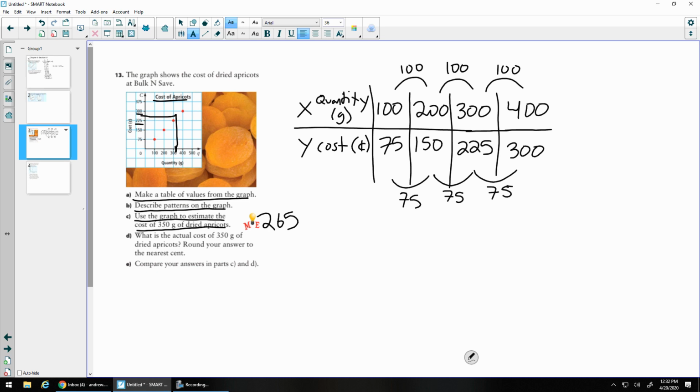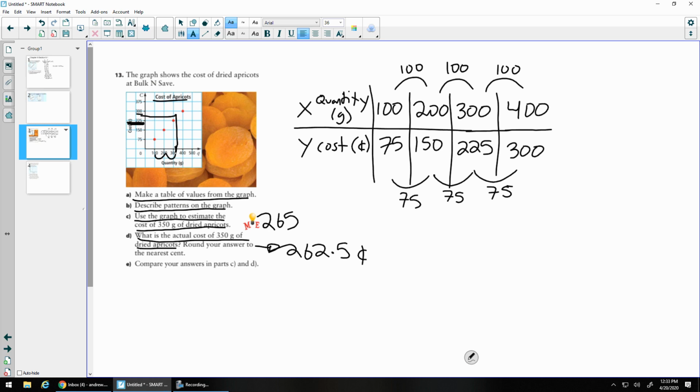Some of you would maybe make a closer estimate. You could actually just calculate. And to calculate, you'd find what is the actual cost of 350 grams of dried apricots. Okay, so we know it's going to be half of 75 cents, since it's going up by 75 cents every 100 grams. To go up by 50 grams, it's going to go up half of 75 cents. So 75 divided by 2 is 37.5. So you'll be going up 37.5 from 225 cents to get to our answer. So 37.5 plus 225 brings us to 262.5. I guess we're talking about cents.